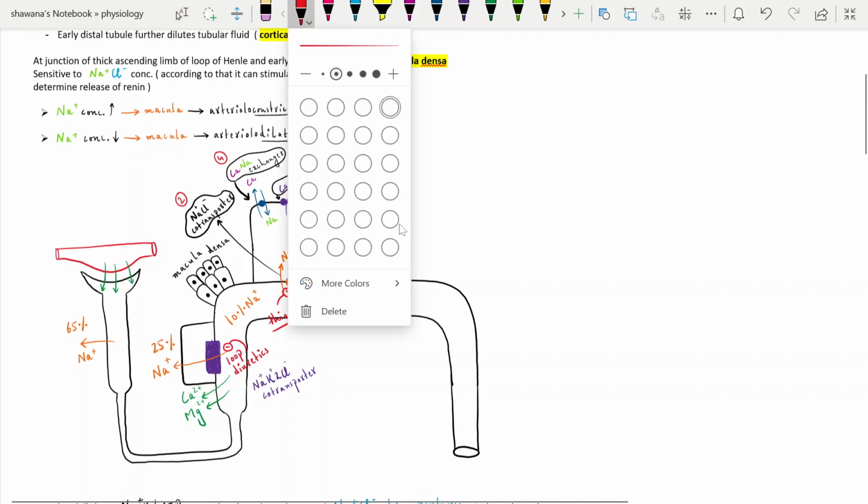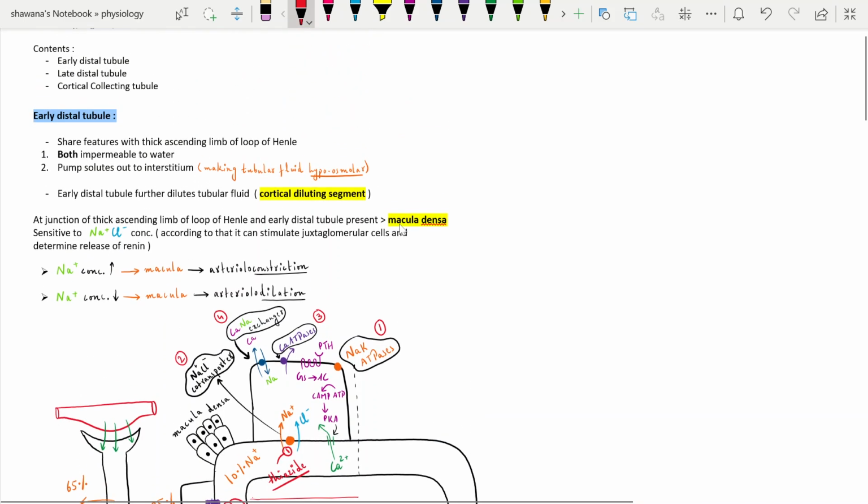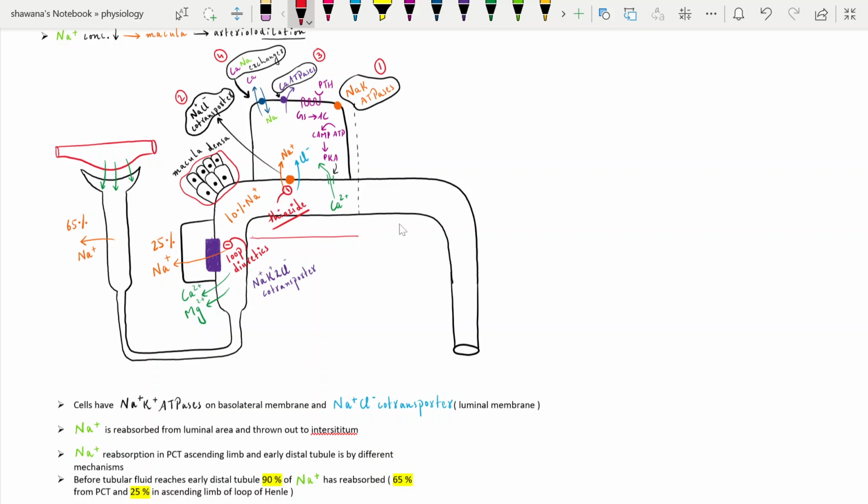Okay, we are focusing on this part. This is the early distal convoluted tubule. At the junction of the ascending limb of the loop of Henle and the early distal tubule, there is a group of cells known as the macula densa. These cells are sensitive to the concentration of sodium and chloride reaching the macula densa.